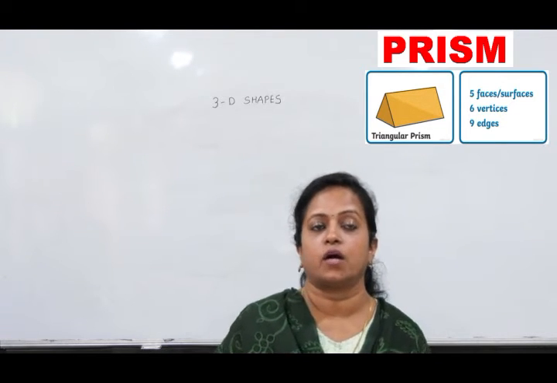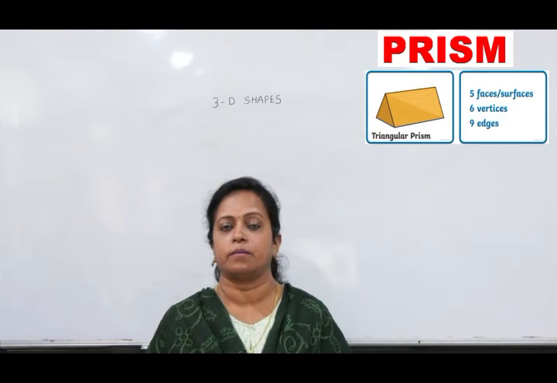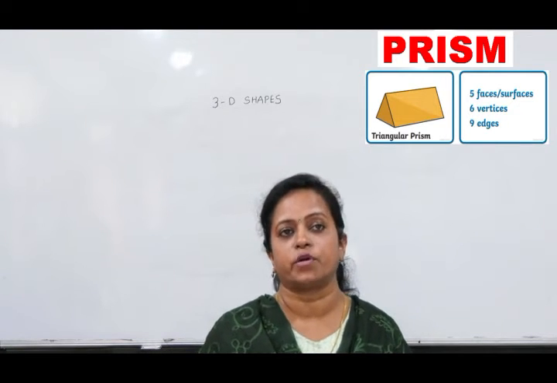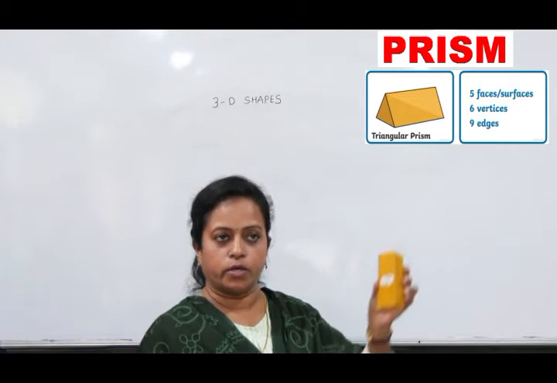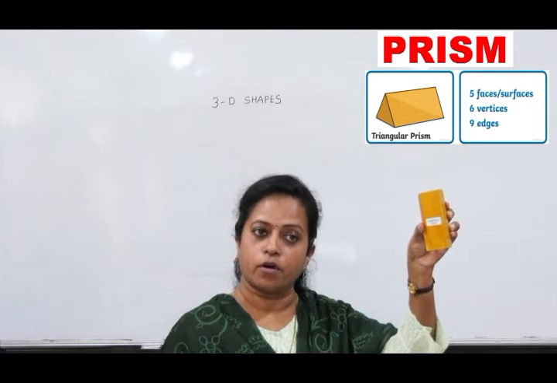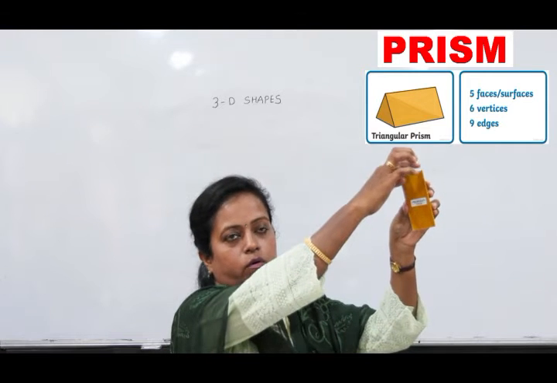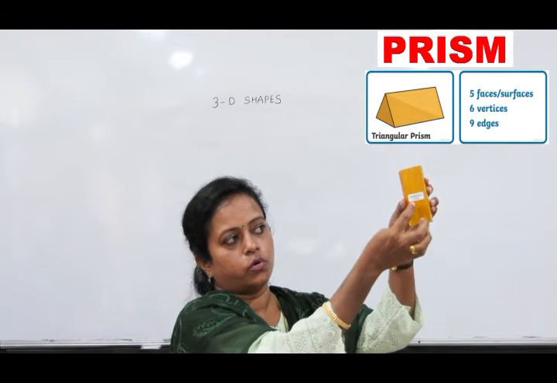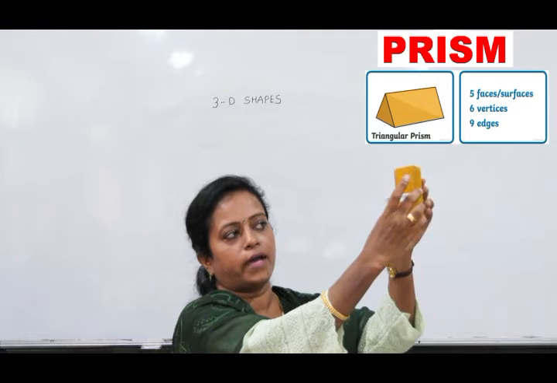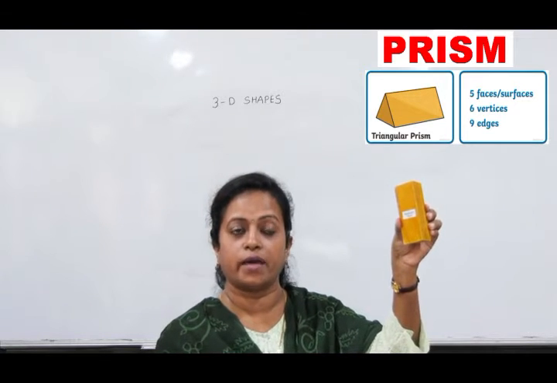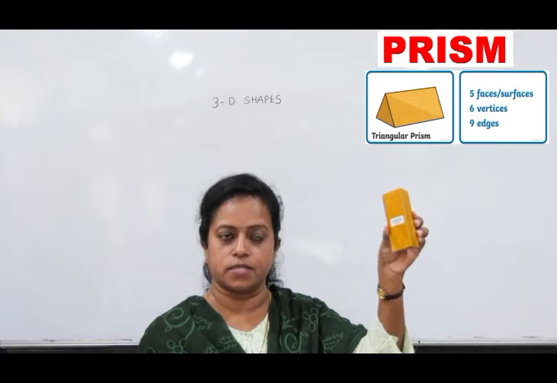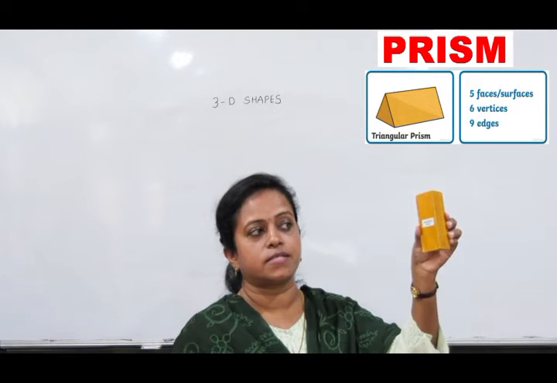Here also you can count the number of faces, the number of edges, and the number of vertices. Let us take the triangular prism and count the number of faces. 1, 2, 3, 4 and 5. So how many faces does a triangular prism have? You have 5 faces.